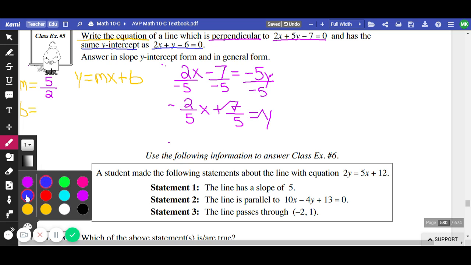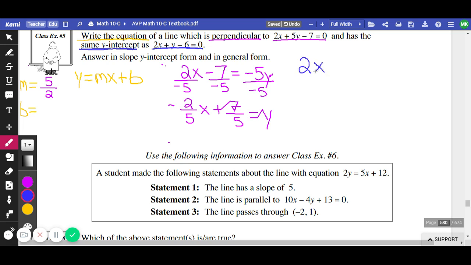It says, and has the same y-intercept as this one. If you want the same y-intercept, you figure out the y-intercept of this thing. I would change that into slope-intercept form. First thing I'm going to do is subtract y to the other side. That gives me 2x minus 6 equals negative y.